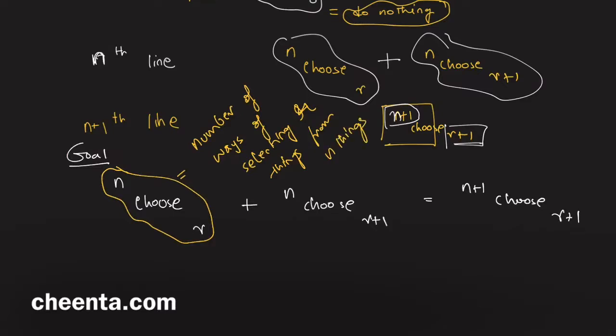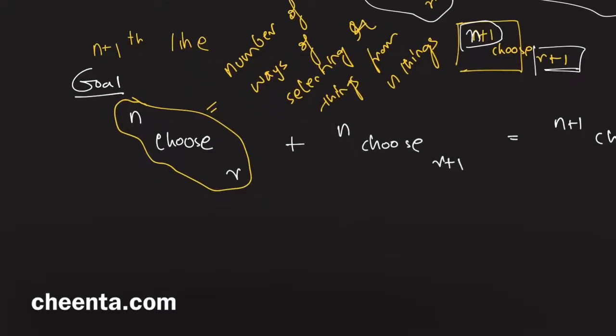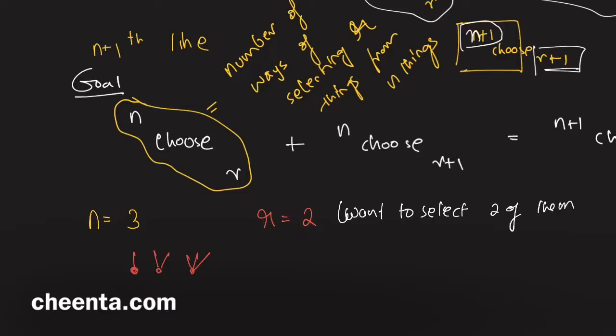Number of ways of selecting r things from n things. And I gave you an example: suppose n is equal to 3, so we have 3 objects, 1, 2, 3, and r is equal to 2, so we want to select 2 of them. Then explicitly we have 3 ways of doing that. So 3 choose 2 is equal to 3.